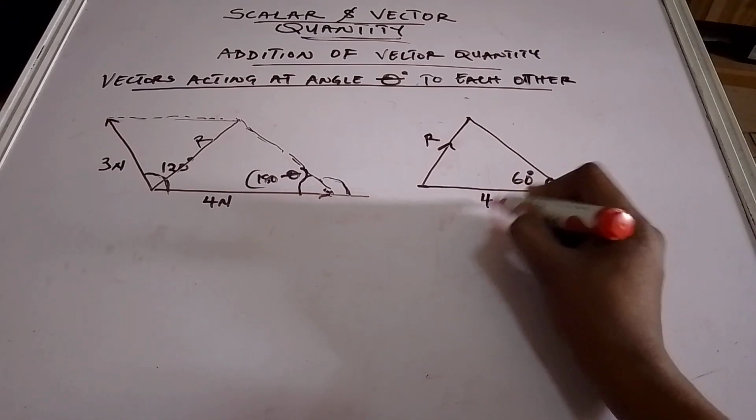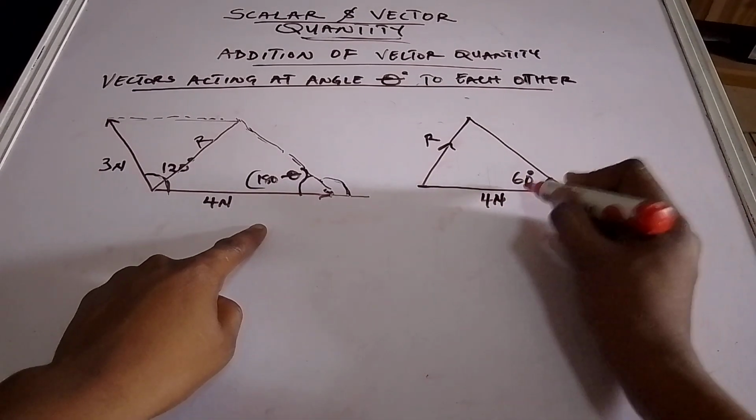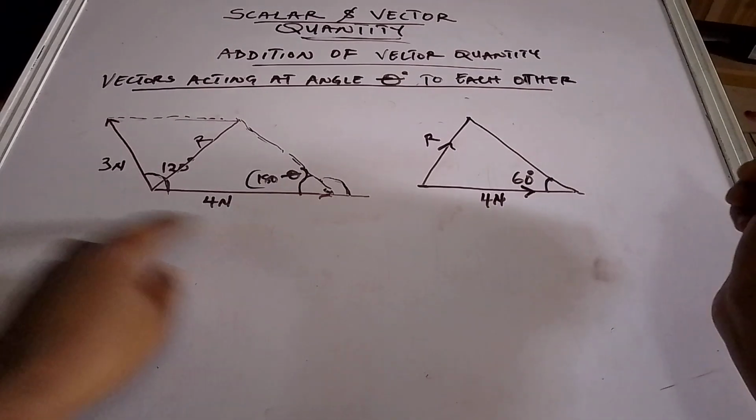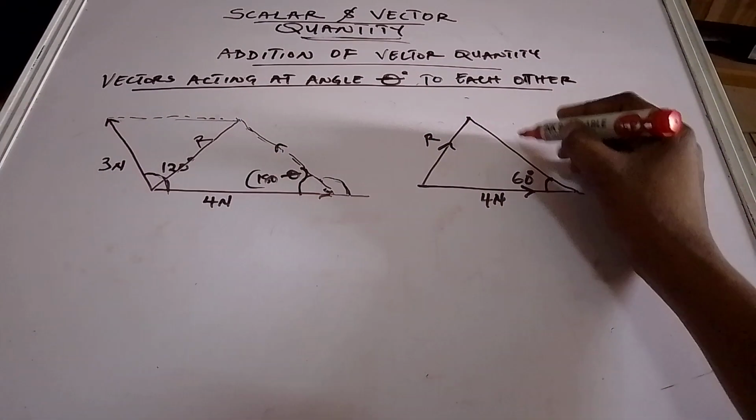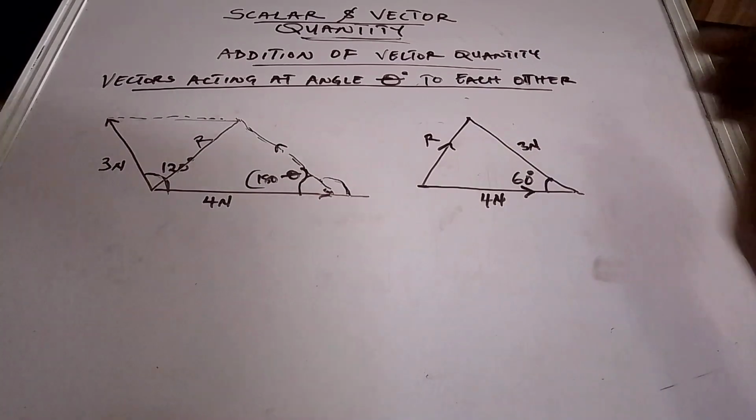So this side is 4 Newton. Remember, our vector is acting in this direction. And then we have this one and this one, since they are parallel, they are acting the same way. So this is also 3 Newton.